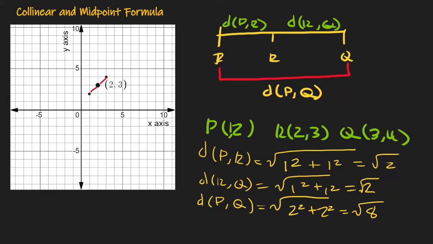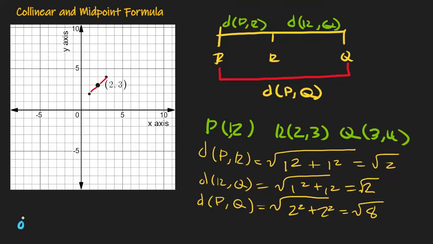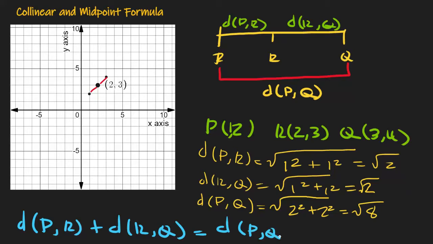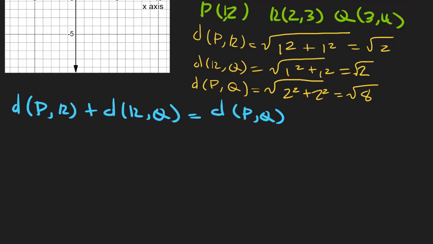Now, basically, if points are collinear, we have to have that the distance from P to R, plus the distance from R to Q, equals the distance from P to Q. This must be satisfied. With this particular example, using these points, it should work out, because they do lie on the same line.